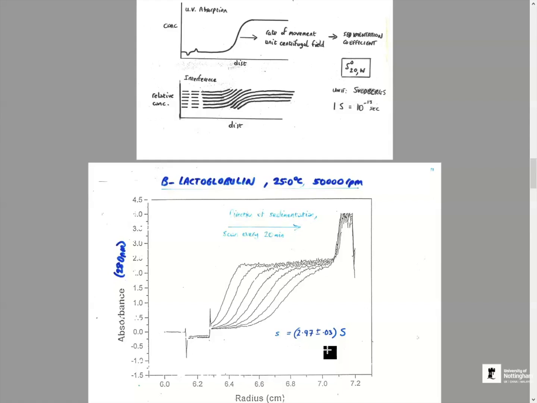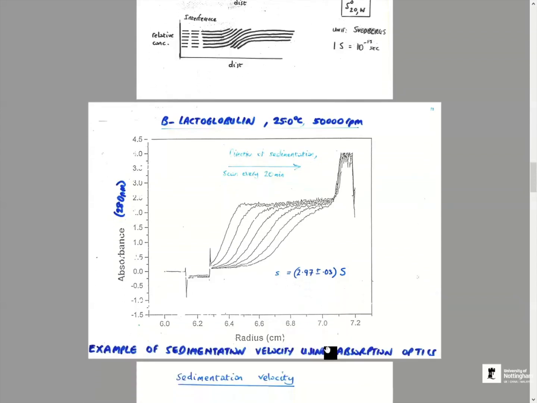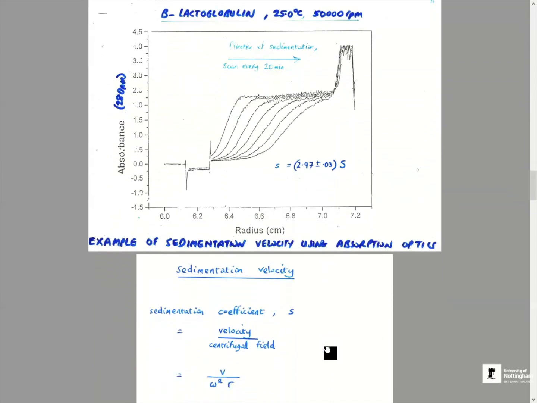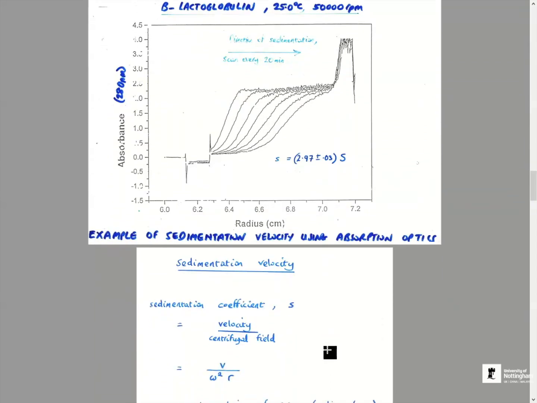So it's obviously smaller than the 11S soya bean globulin, which is actually a multi-subunit protein. That's why this sediments faster. 2.97 plus or minus 0.03 Svedbergs is a typical value for a globular protein. This is a dimeric protein, beta-lactoglobulin. That's what these patterns look like. Right, a little bit of theory. We have a break, and then we'll do equilibrium after the break.